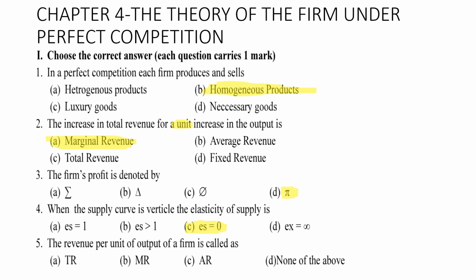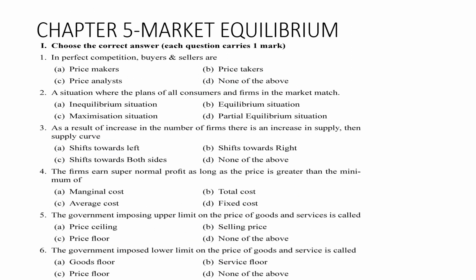Fifth one, the total revenue per unit of output of a firm is called as. Now you can apply the logic. Whenever per unit comes, it is always the term average. So your answer is average revenue. Okay. Chapter 5, market equilibrium.